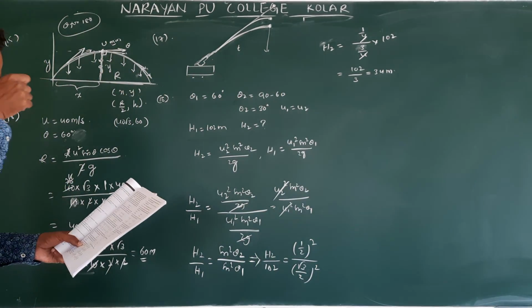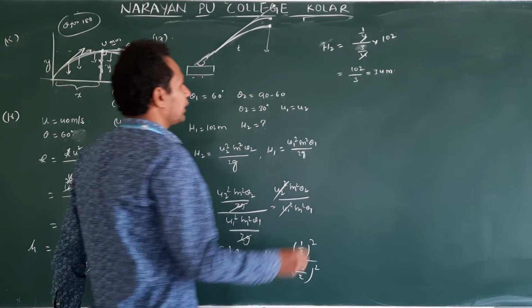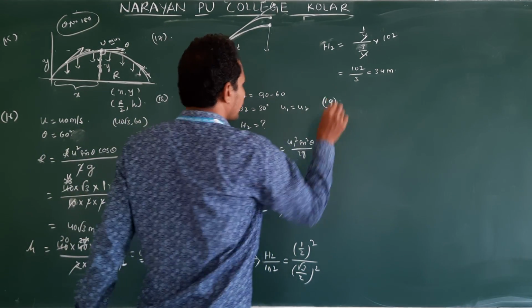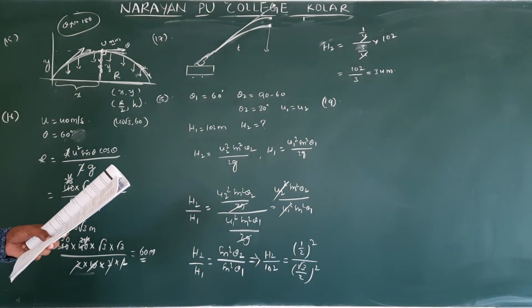Clear. So x2 value is 34 meters. Next, question 19. What did they give?